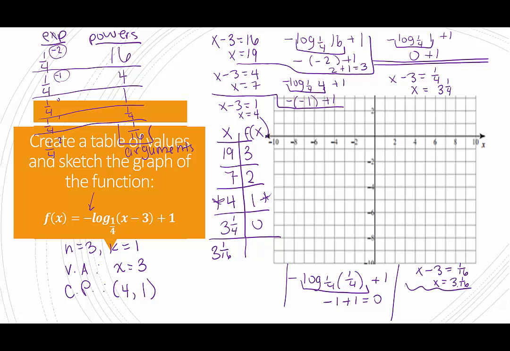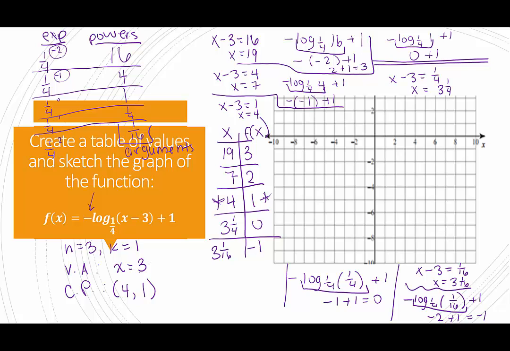If we plug that in, we get negative log base 1/4 of 3 and 1/16 minus 3, which is 1/16, plus 1. Without that negative, this is saying, what do we have to raise 1/4 to give me a result of 1/16? We would raise it to the second power. However, that negative negates it. We get negative 2 plus 1, which equals negative 1. And there we have it, our complete table of values. Yay! Now comes the fun part, graphing.